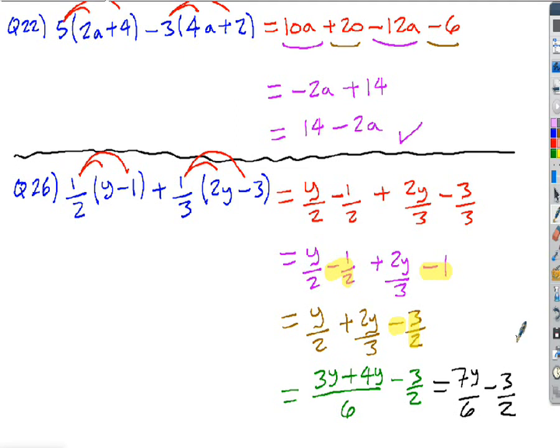So the expansion of brackets in that particular question was the initial part of the question, but there's quite a bit of work to bring the like terms together to get the final answer shown here.